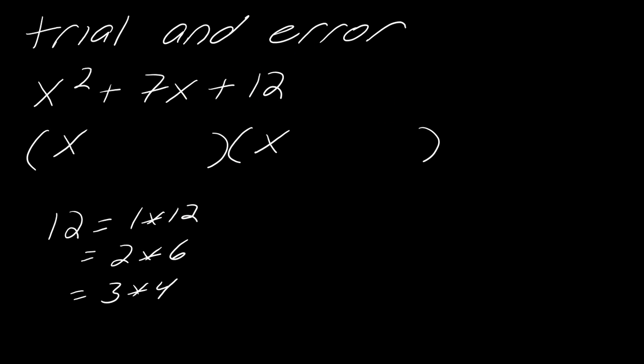So let's say for a second I decide to use 1 and 12. I put 1 here and 12 here. Well, let's see what happens when I multiply this all back together. I get x times x, so that's my x squared. Then I have x times 12 and 1 times x. So you can see that that's going to give you 13x.